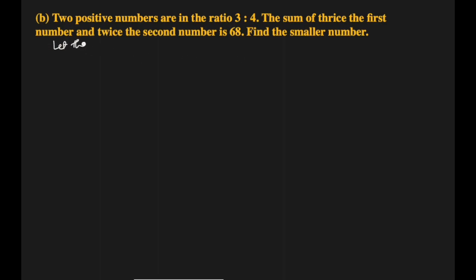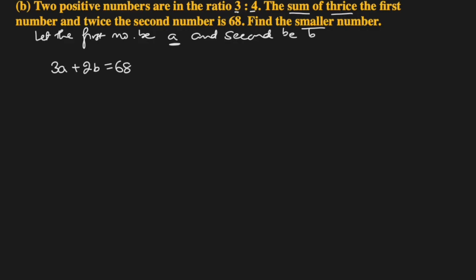Let the first number be A and the second B. So they're saying the sum of thrice the first number, so the first number is A, so 3A, plus twice the second number is 68. Find the smaller number. Since they are in a ratio of 3 to 4, which is A ratio B, A is the smaller number, so we will write A here and the smaller number is A. That's what we have to find out.